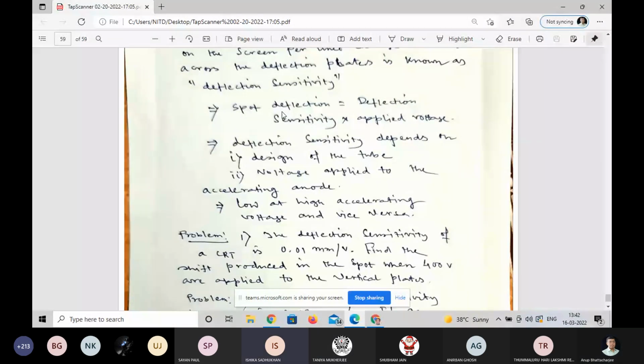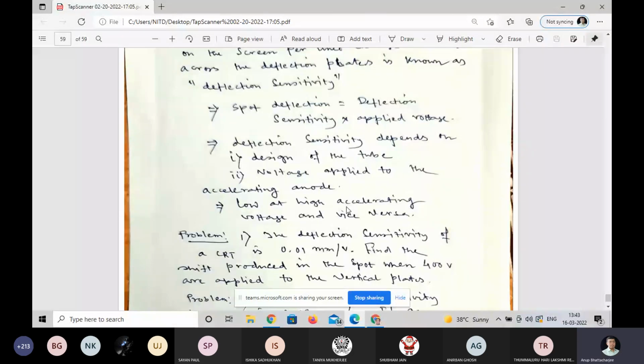On which parameters does deflection sensitivity depend? Keep it in record. Deflection sensitivity depends not only on the design of the tube, but on the voltage applied to the accelerating anode. The deflection sensitivity is low at high accelerating voltage and vice versa. Do you agree? Sir, please repeat this point.